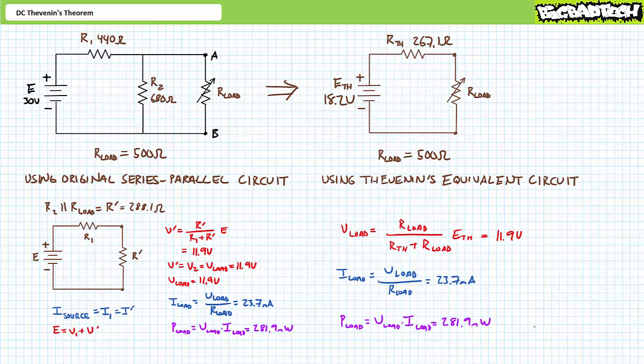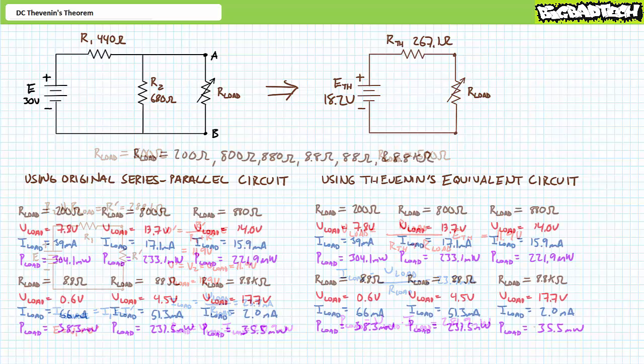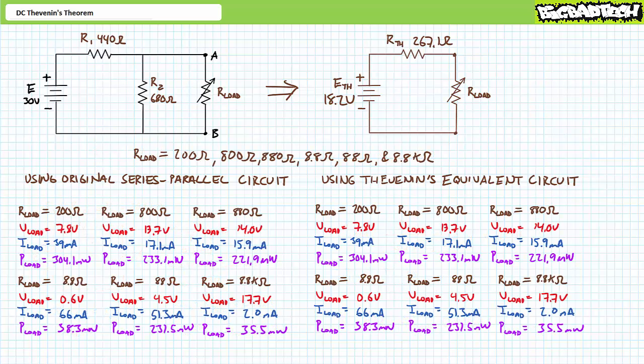Of note, the Thevenin's equivalent circuit is much simpler, being a pure series circuit. If we needed to perform the same analyses for a range of R load values, the Thevenin's equivalent circuit would yield faster results. For our extended range of load resistor values, 200 ohms, 800 ohms, 880 ohms, 8.8 ohms, 88 ohms, and 8.8 kiloohms, we obtain the following results in accordance with those values obtained using the original series parallel circuit, albeit with much less toil. In summary, the Thevenin's equivalent circuit yields the same results with less work.